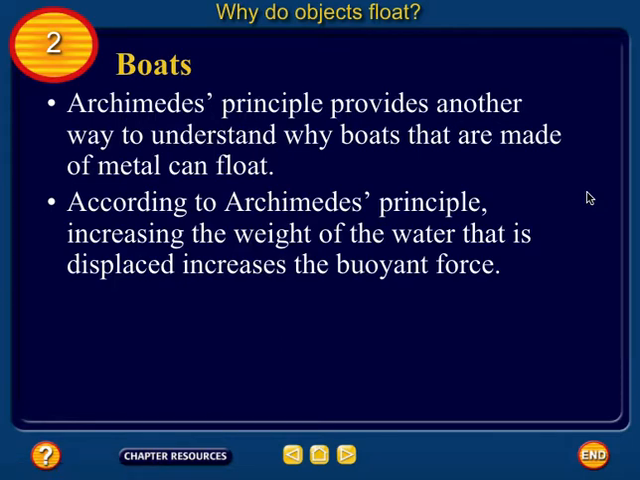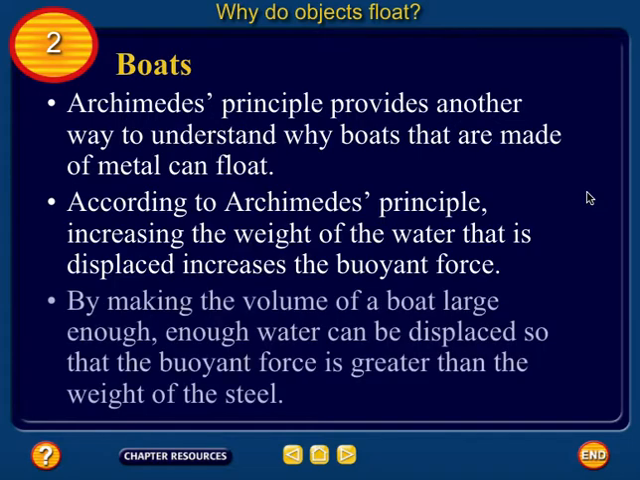Archimedes' principle provides another way to understand why boats that are made of metal can float. According to Archimedes' principle, increasing the weight of the water that is displaced increases the buoyant force. By making the volume of a boat large enough, enough water can be displaced so that the buoyant force is greater than the weight of the steel.